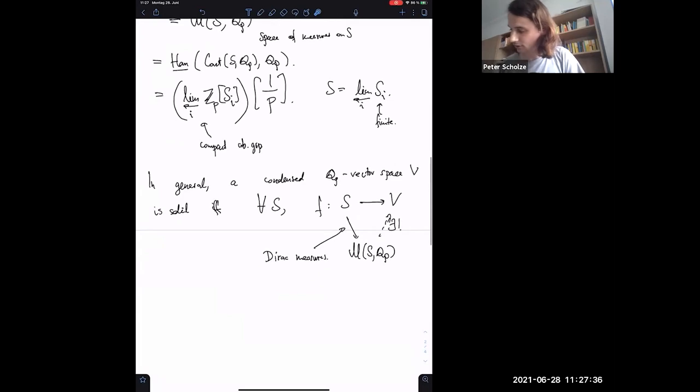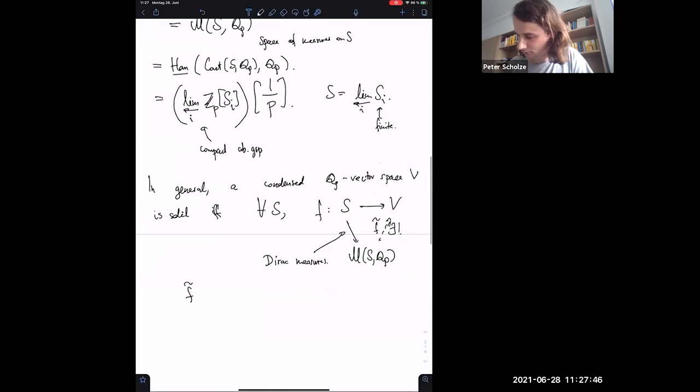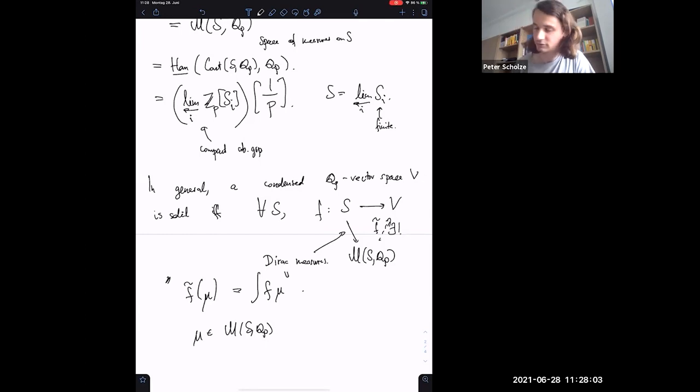So, is there a tilde here? Oops. So you get some extension here. And the way to think of this extension is that if you evaluate this f tilde on some measure mu, in the space of measures, this is the integral of f against this measure. Okay.